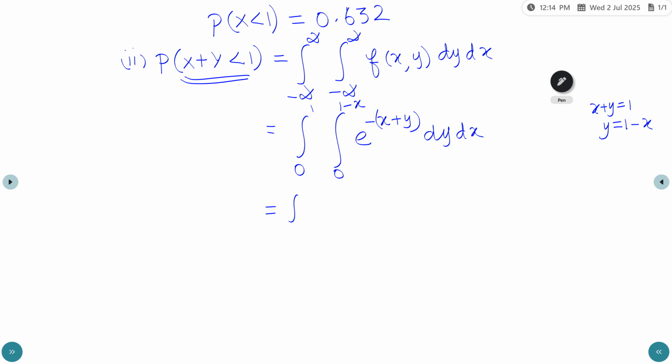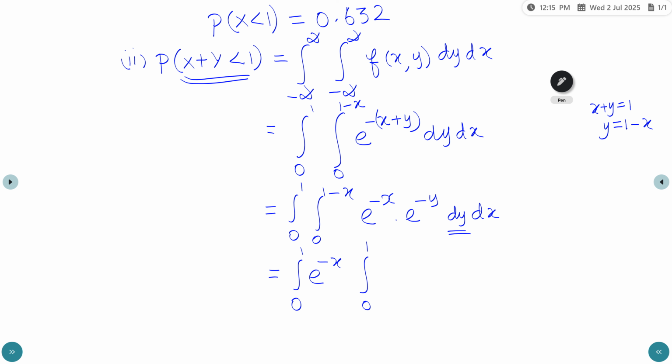This term will be integral 0 to 1, 0 to 1 minus x, e power minus x into e power minus y dy dx. First, integration with respect to y. So we can take the x terms outside: integral 0 to 1 of e power minus x, integral 0 to 1 minus x of e power minus y dy dx.